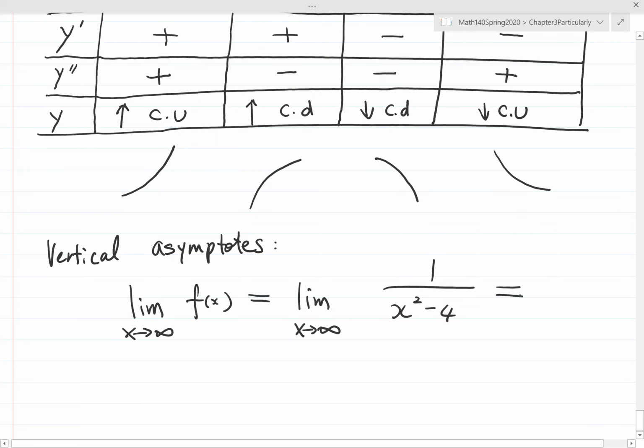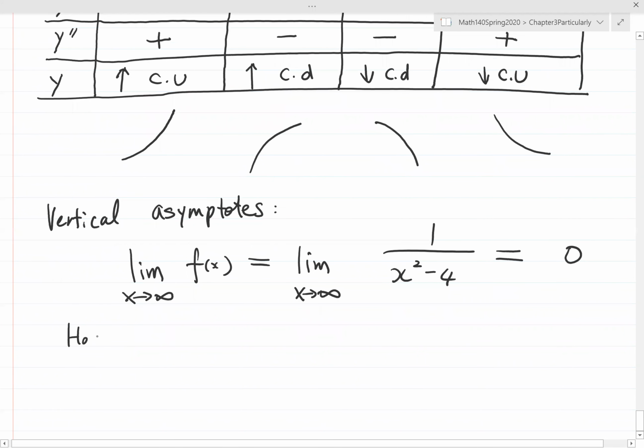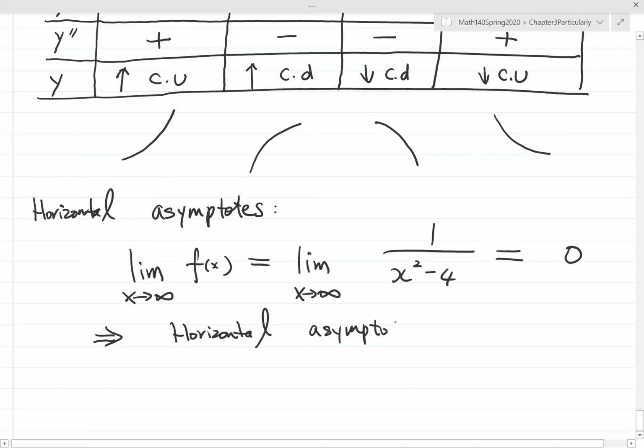Now this is very obvious. As x becomes absolutely large, x squared minus 4 becomes absolutely large, so 1 divided by an absolutely large number gives a limit of 0. Sorry, what I'm talking about is horizontal asymptotes. As x approaches infinity, we get a horizontal asymptote, the x-axis, simply just the x-axis.